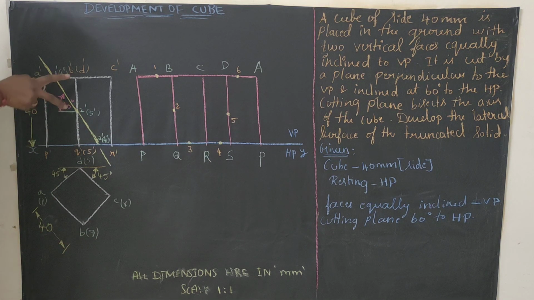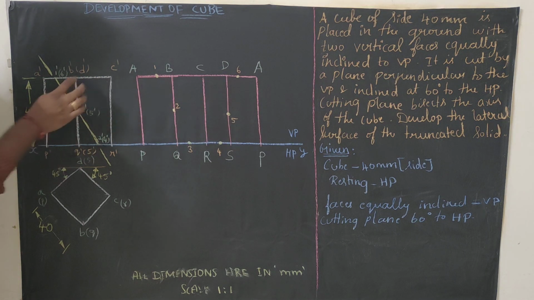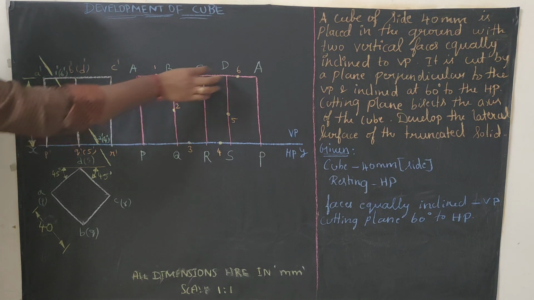Next is 5 dash. Measure from D dash to 5 dash. The same distance you should have, so mark it as 5. 6 dash is here. However much distance you have from D dash to 6 dash, the same distance you will have from D to 6.